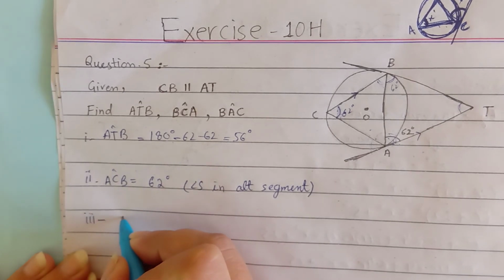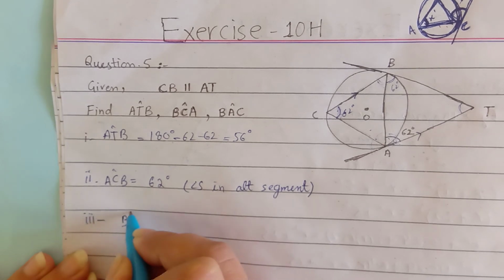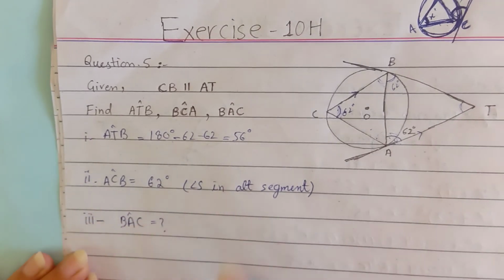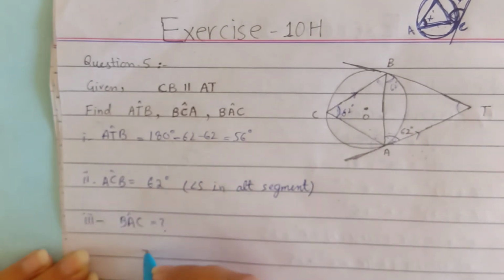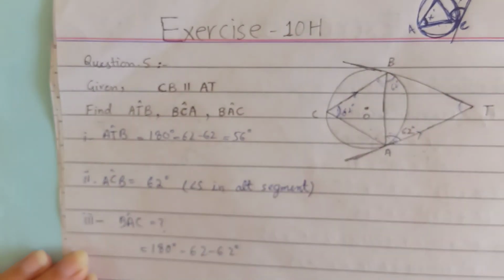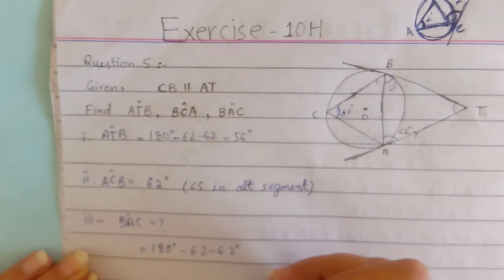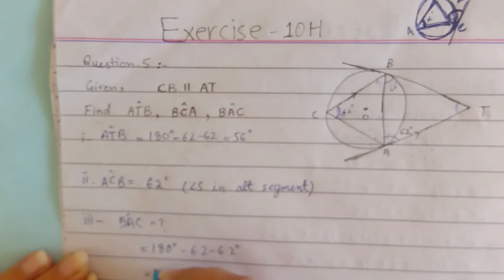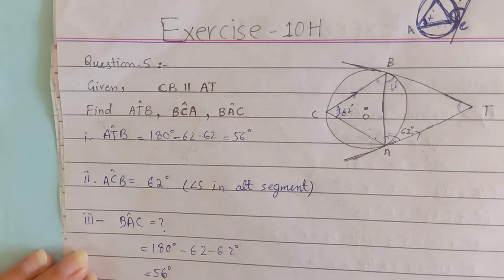So we are going to find BAC, for which we are going to subtract the other two angles from 180, and it's going to be 56 degrees. So that's the answer. We have found all three angles, and that's all.